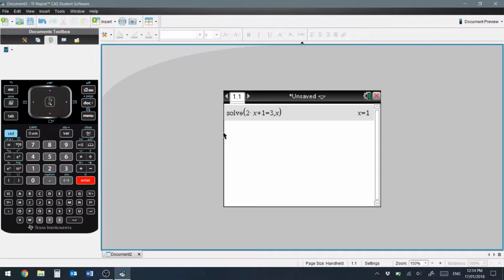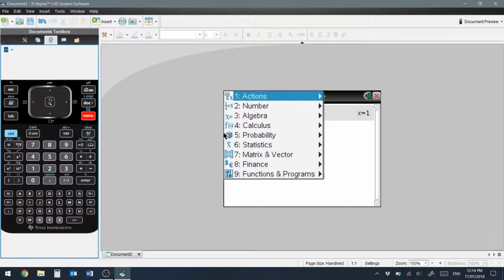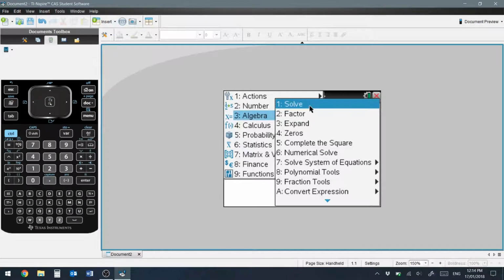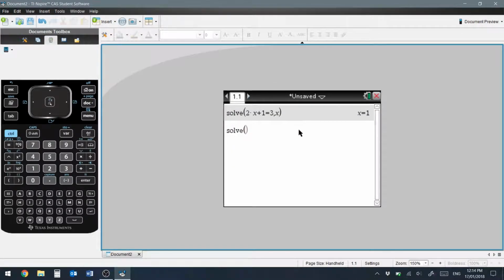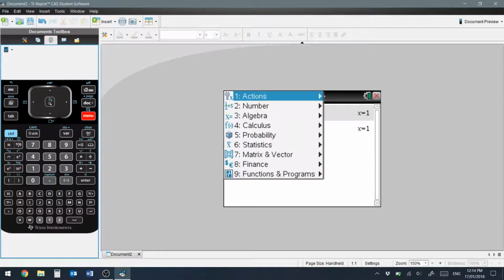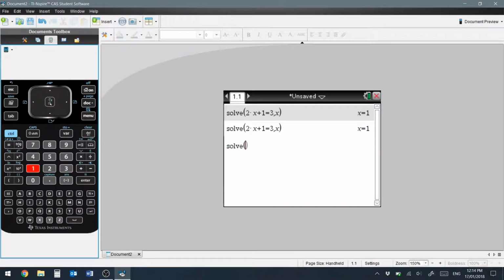Alternatively, you can hit menu, and then go to algebra, and then solve. So rather than typing it with the ABC keypad down here, you can just go that way. And then you can type in whatever you want, equals 3, and x, and bang, solved. You can also remember the keybind, menu 3, 1, so menu 31.